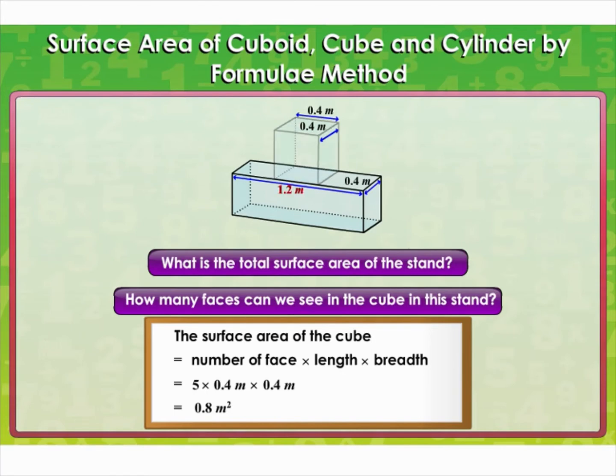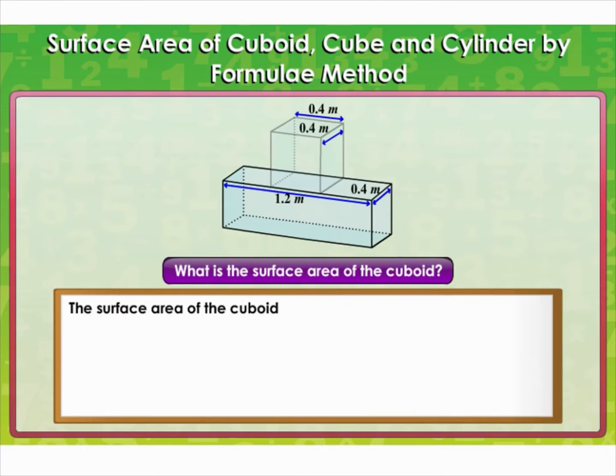The length of the cuboid is 1.2 meters. The breadth of the cuboid is 0.4 meters. So what is the surface area of the cuboid? Yes, 2 faces of 0.4 meter into 0.4 meter, plus 3 faces of 1.2 meters into 0.4 meter.